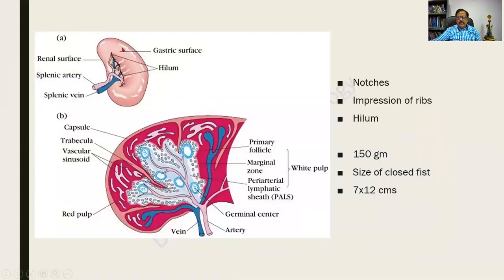This is a picture of the spleen we had seen earlier. Usually it is about the size of a closed fist. It weighs about 150 grams and the measurement is 7 into 12 centimeters. We identify the spleen by means of the notches, the impression of the ribs and the hilum. So here I am seeing the capsule, trabeculae, follicles and the sinusoidal spaces.